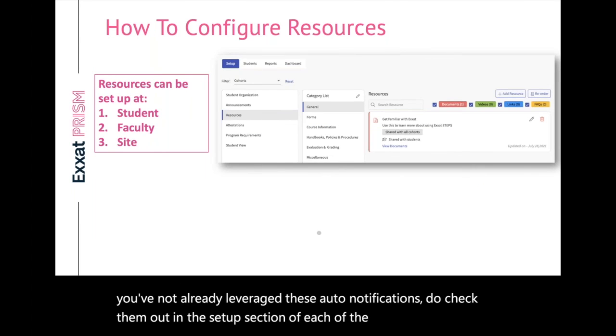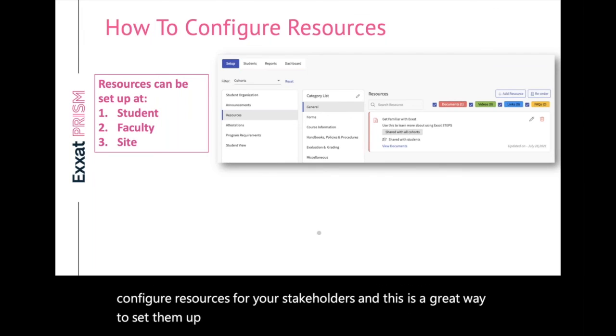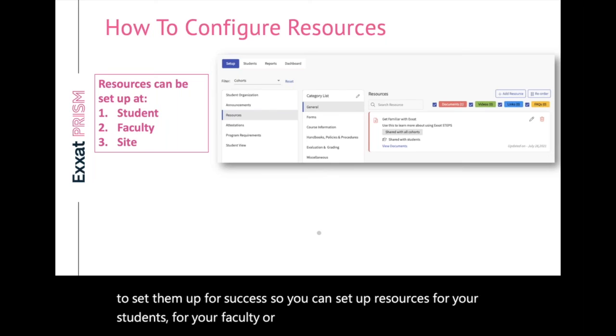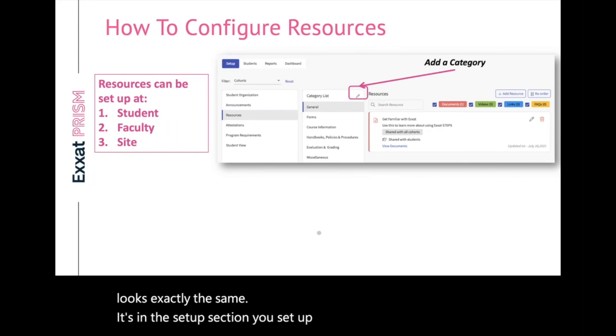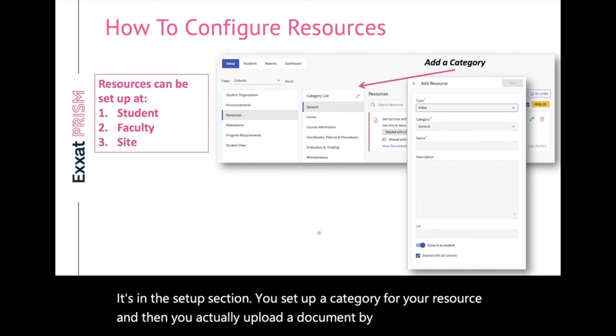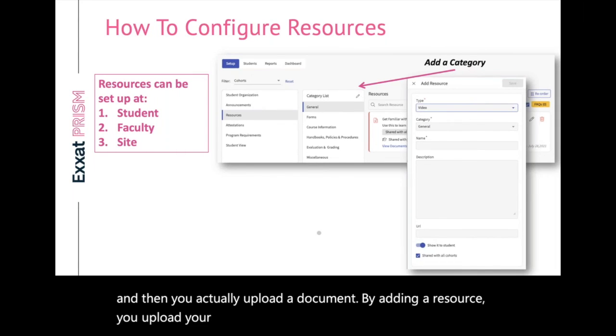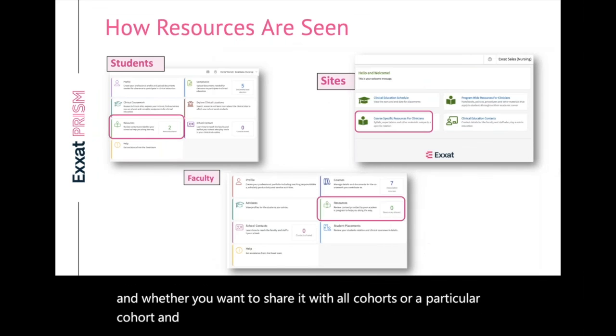You can also configure resources for your stakeholders, and this is a great way to set them up for success. So you can set up resources for your students, for your faculty, or your sites. And the resource section looks exactly the same. It's in the setup section. You set up a category for your resource, and then you actually upload a document. By adding a resource, you upload your document, you pick who you want to share with, and whether you want to share it with all cohorts or a particular cohort, and then you click save.